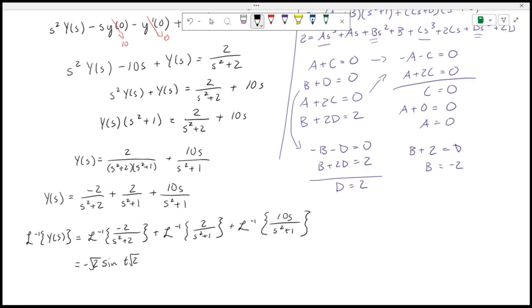Gives me that coefficient of negative root 2 in the front. All right, the next one, I have a constant over s squared plus 1. So this is going to be 2 sine of t. And the last one has an s in it, so that's going to be a cosine, 10 cosine of t. And there is my answer for y of t.